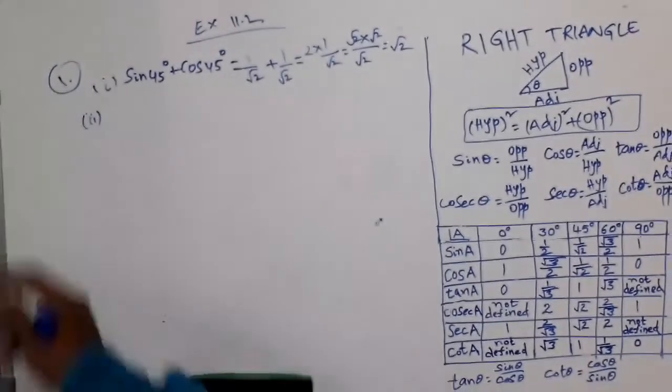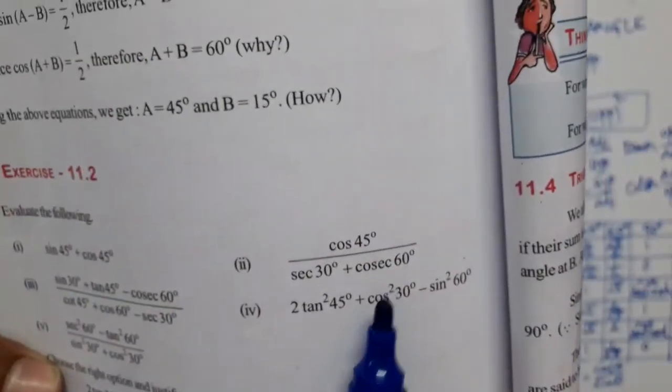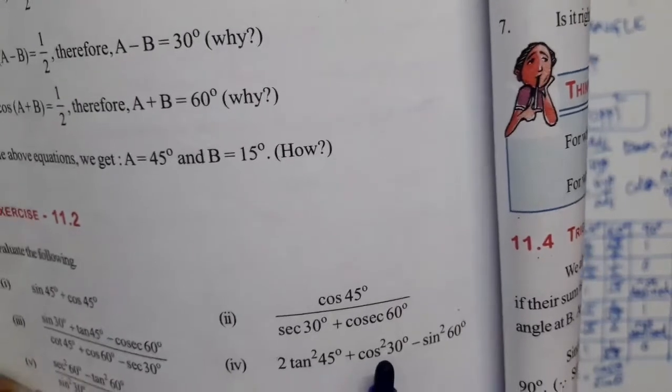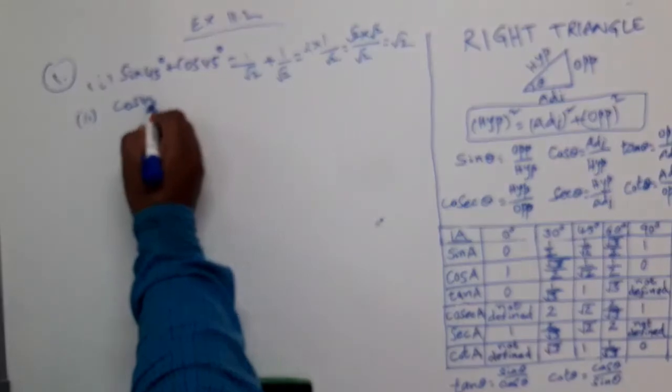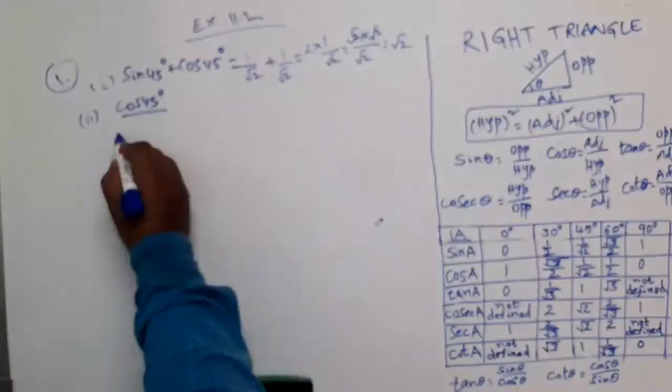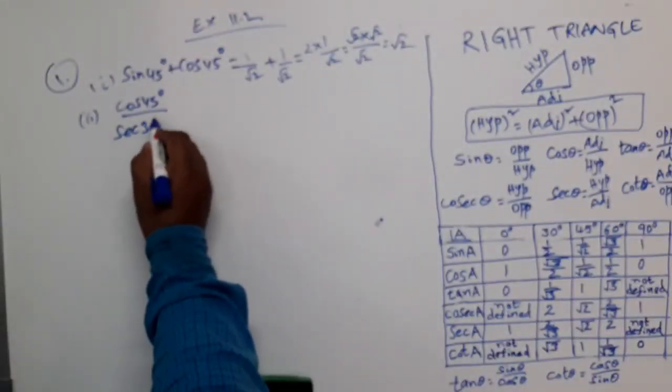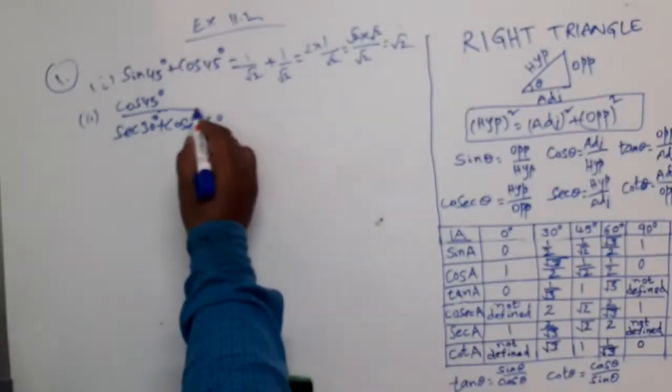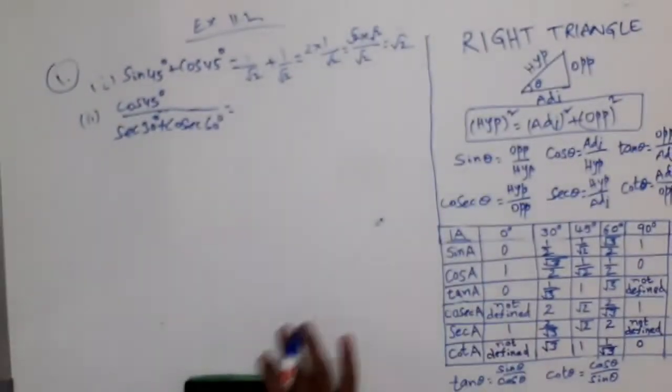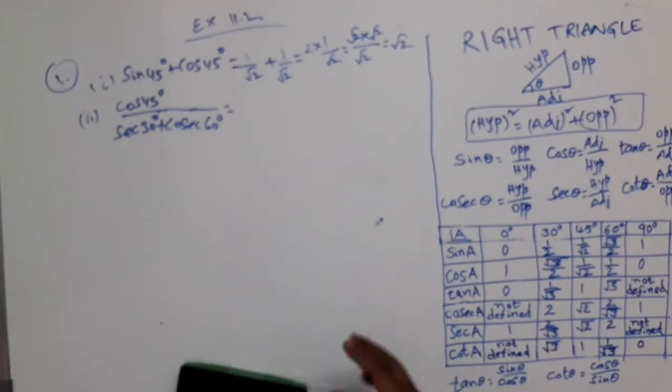Next, second part: cos 45 degrees divided by secant 30 degrees plus cosecant 60 degrees. Cosec 60 degrees. How can you substitute? Anyway, you are supposed to remember these values. I have remembered these values like this.